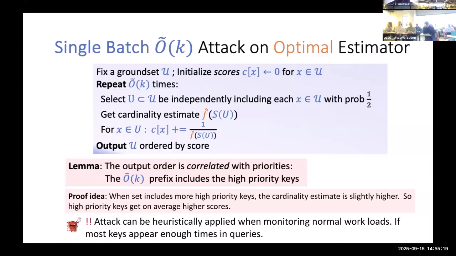So the idea is that for a set that we are given, where the algorithm has high priority keys, the cardinality estimate is slightly higher. So it's like we have this bias toward the high priority items. And by repeating this enough times, we are able to inject this bias and get a separation for the high priority keys and the lower priority keys.